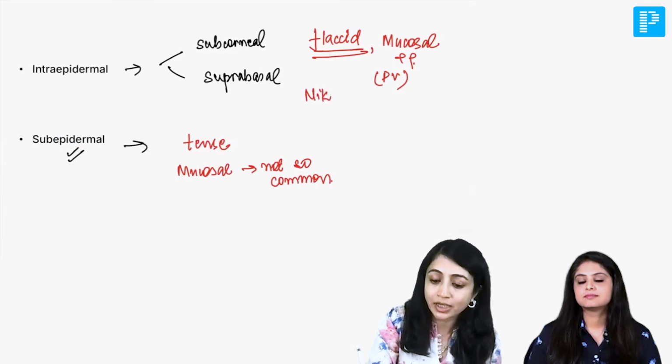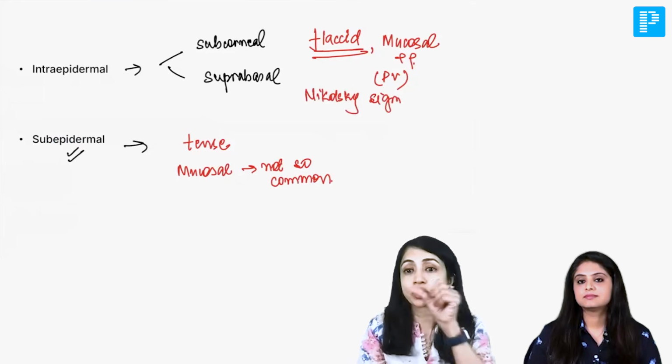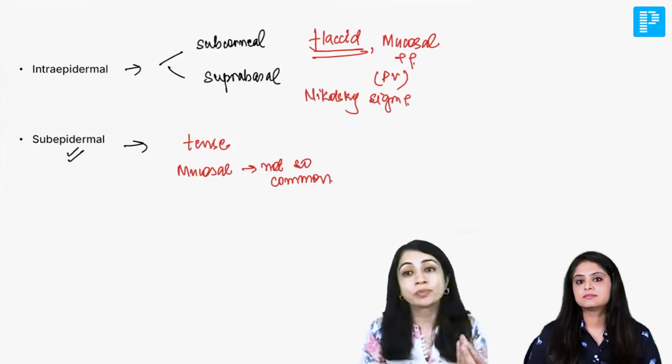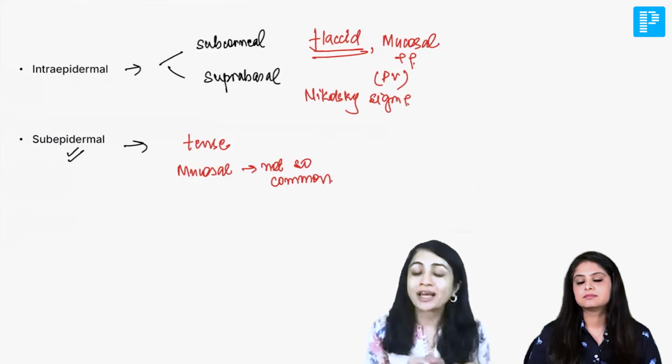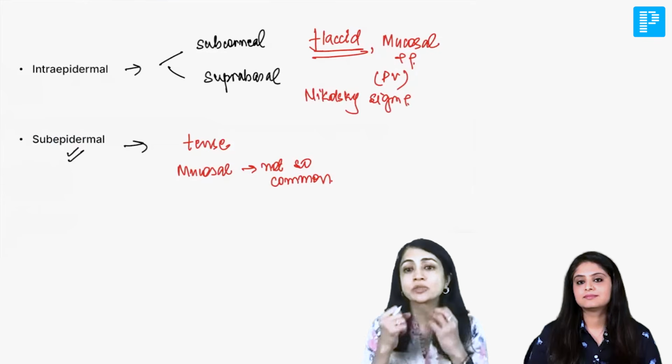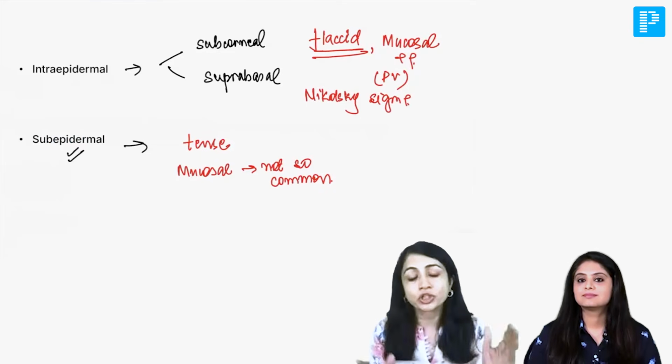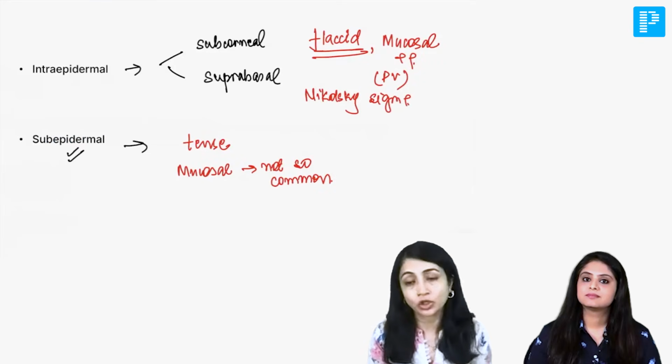Then the next point, Nikolsky sign positive. Nikolsky sign positive again means an intraepidermal disorder, because just by a shearing force, you are able to form a bulla and an erosion. That means your split is superficial. So flaccid lesions, mucosal lesions, and Nikolsky sign being present are clinical cues which help you differentiate between these two broad categories of disorders.